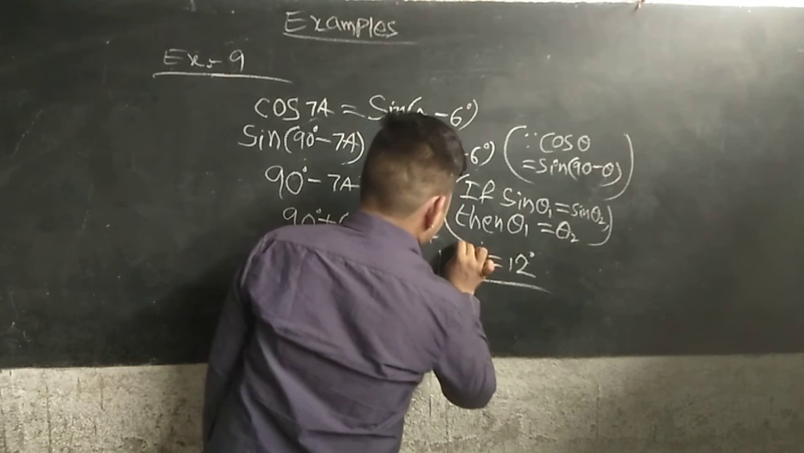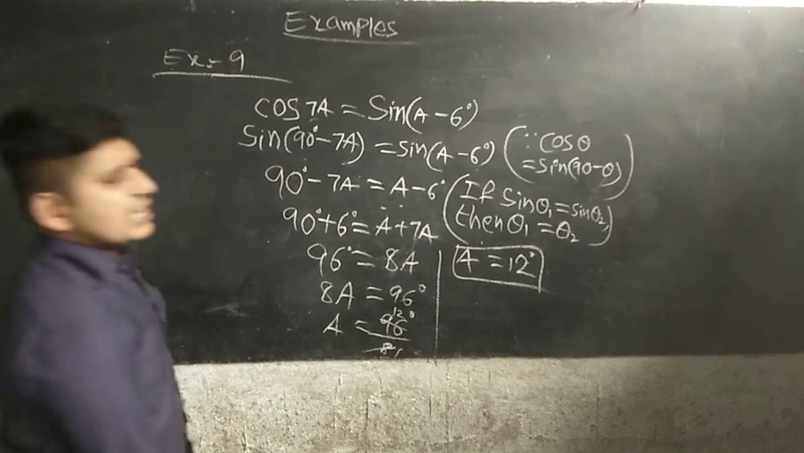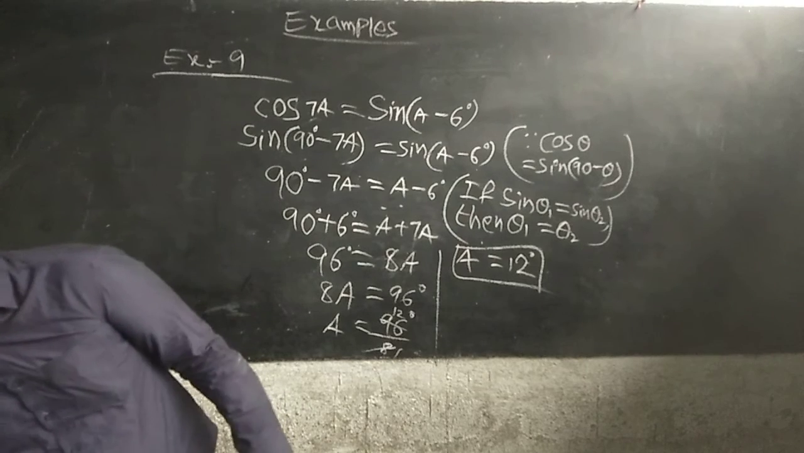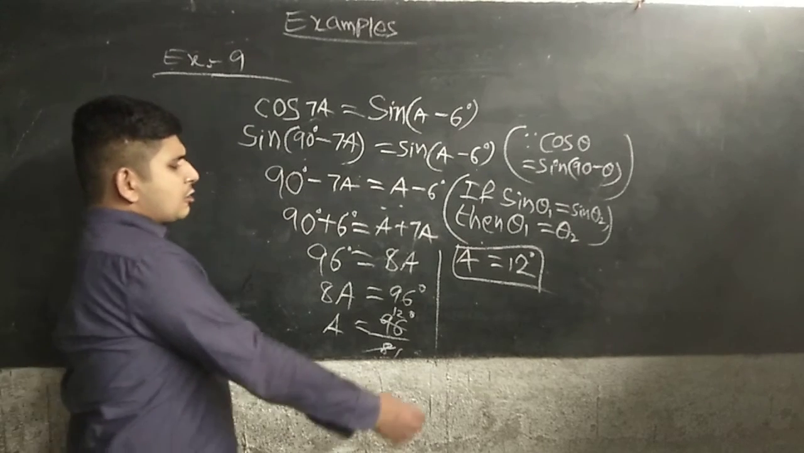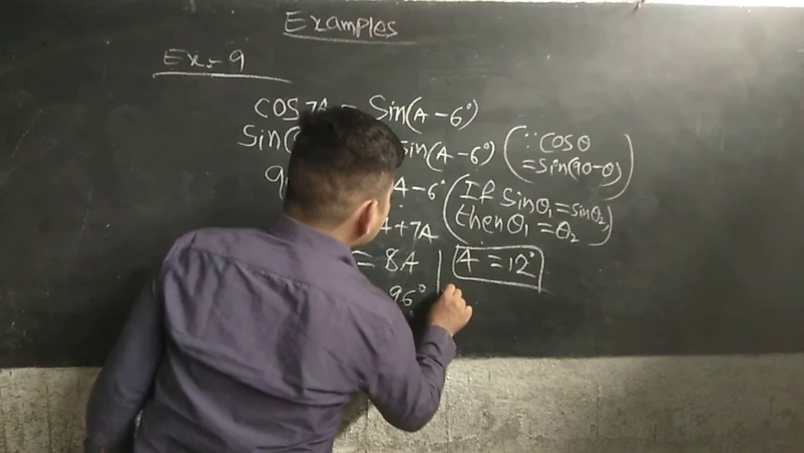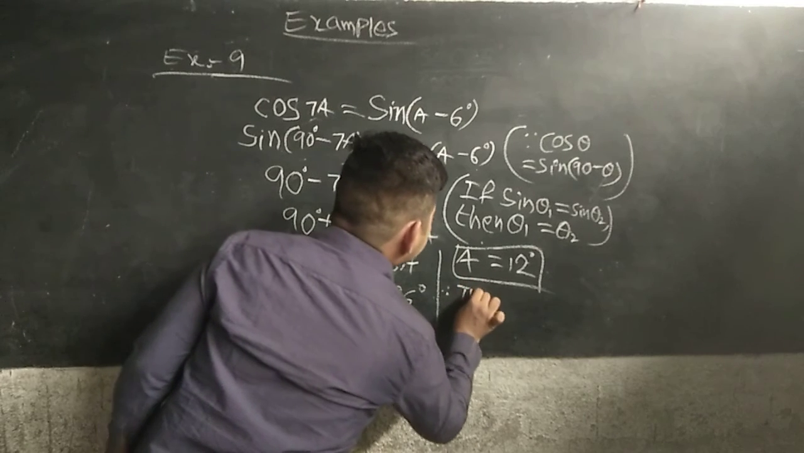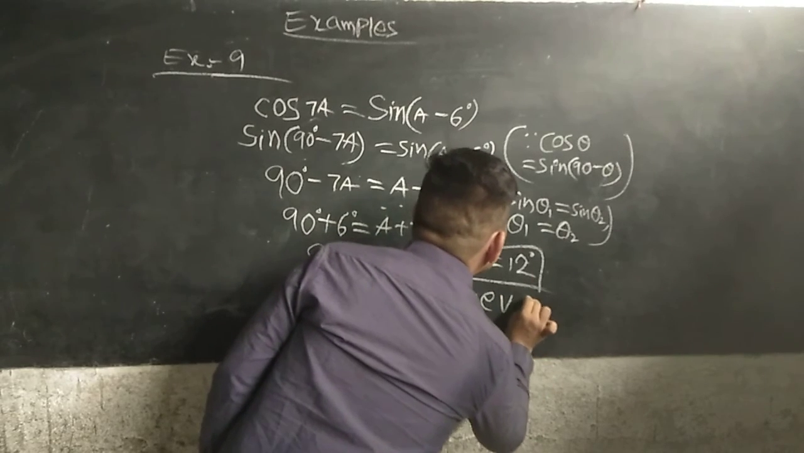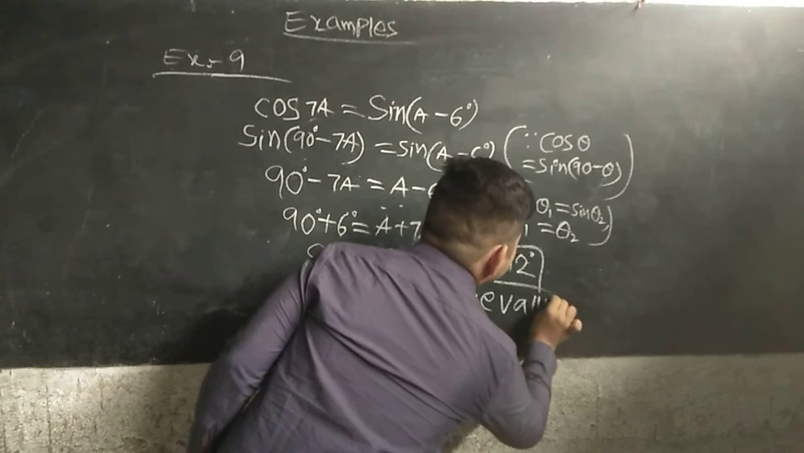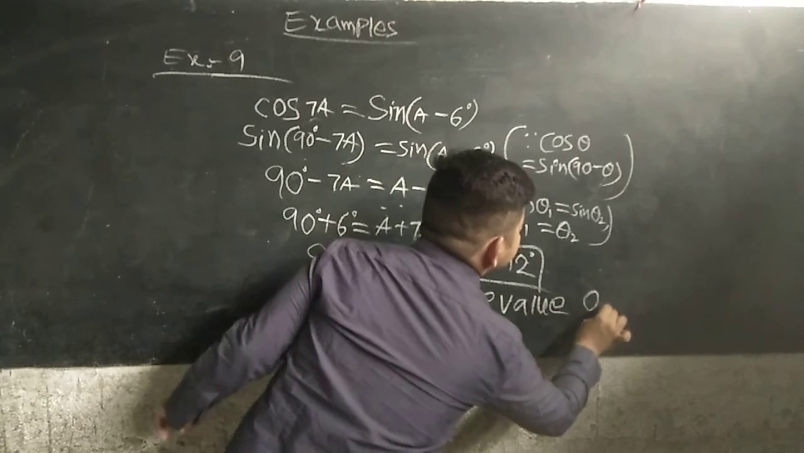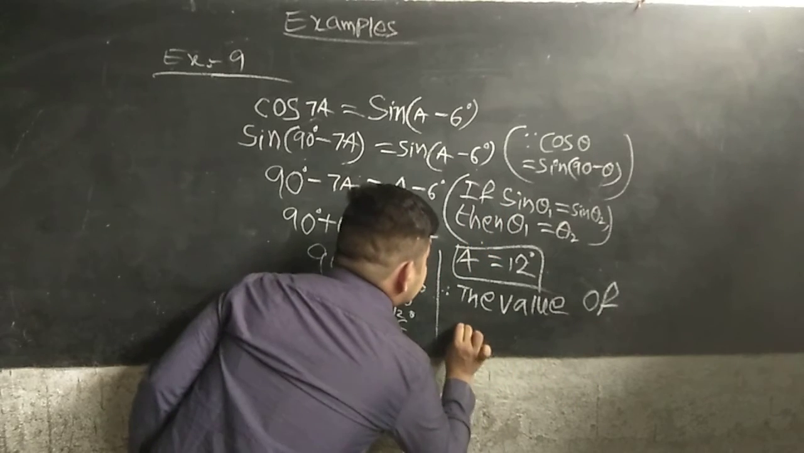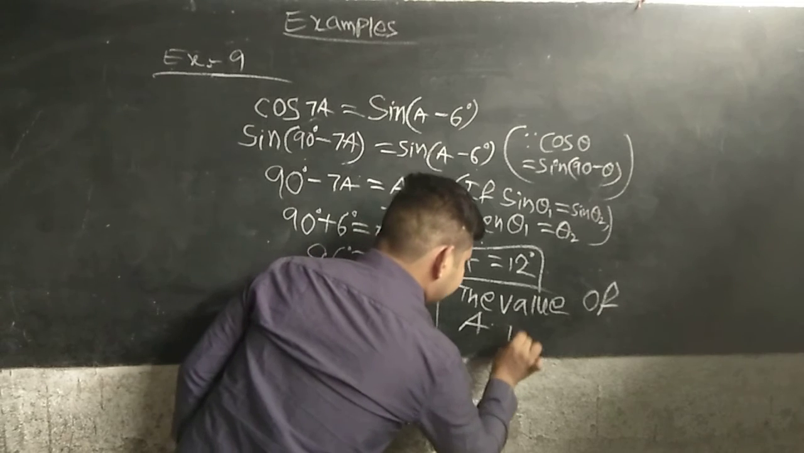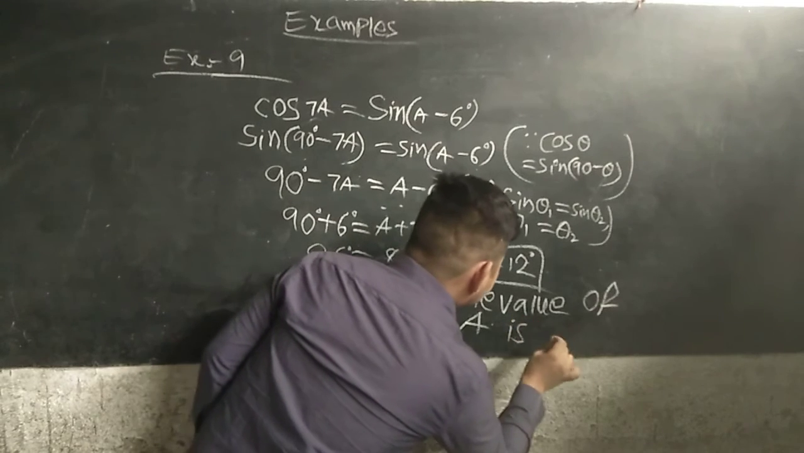That is the answer. What you have to find is the value of A. So A equals 12 degrees. Therefore the value of A is 12 degrees.